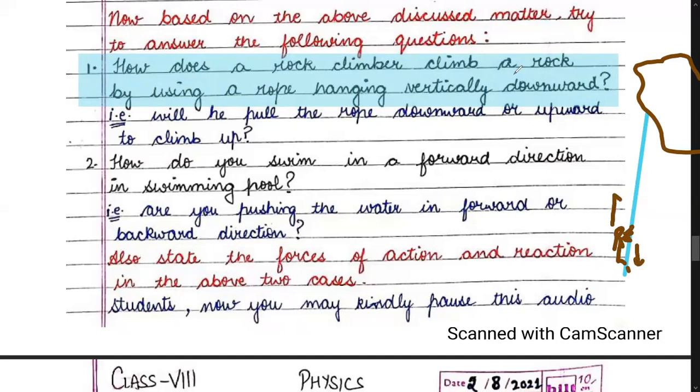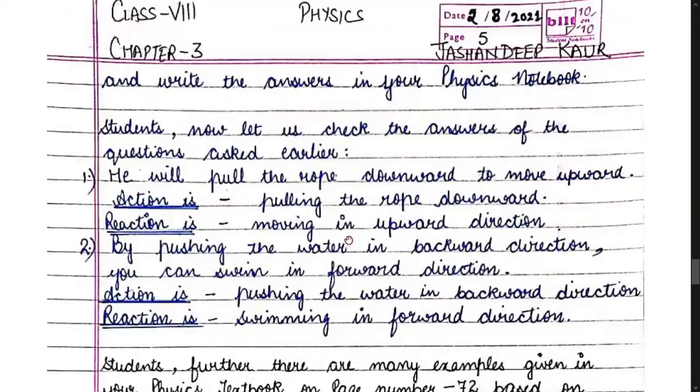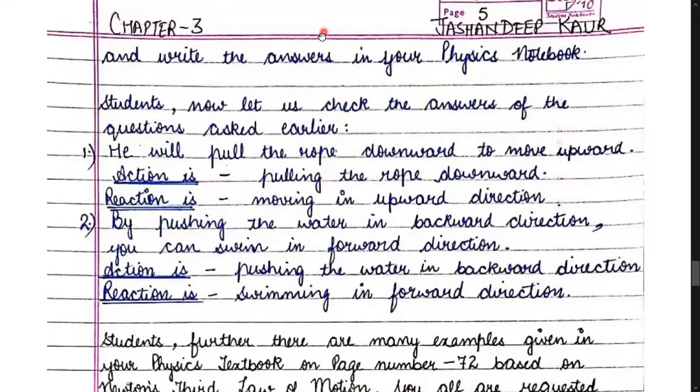Okay, students. Similarly, how do you swim in a forward direction in a swimming pool? Are you pushing the water forward or backward? Imagine your answers and then write them down in the notebook. So students, when you are swimming in a forward direction, you push the water backward. Only then can you move forward.